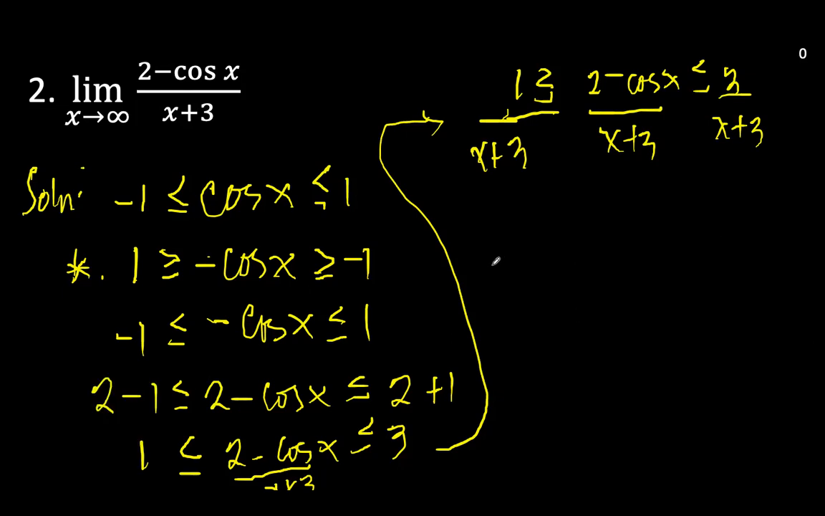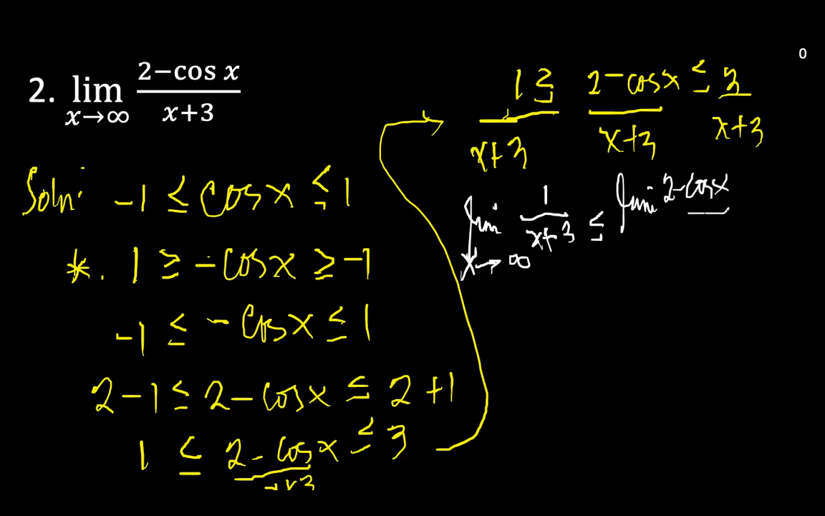evaluate their limits. All right, so I will get the limit of the left-hand side term, which is 1 over x plus 3, as x approaches infinity, is less than or equal to the limit of 2 minus cosine x all over x plus 3 as x approaches infinity, less than or equal to the limit of 3 over x plus 3 as x approaches infinity. Okay, so we now take the limits on all of the terms if it's possible.